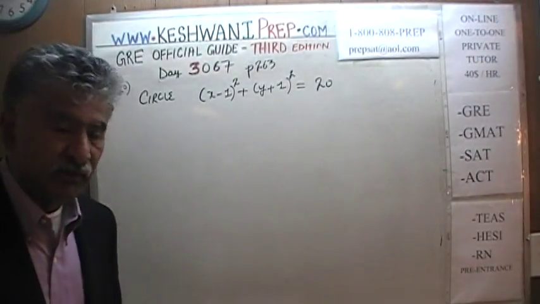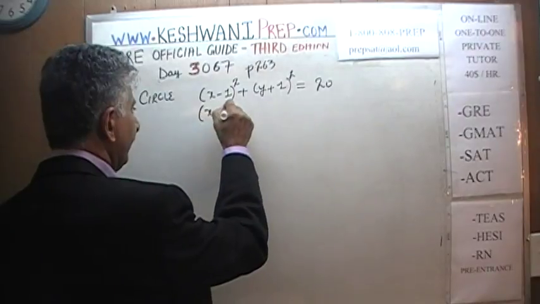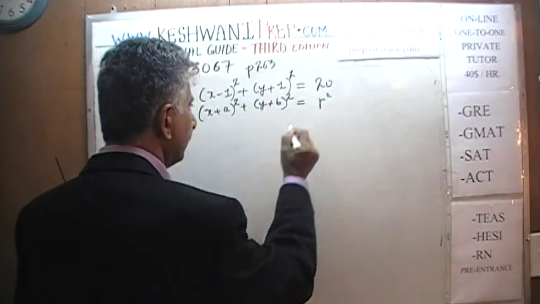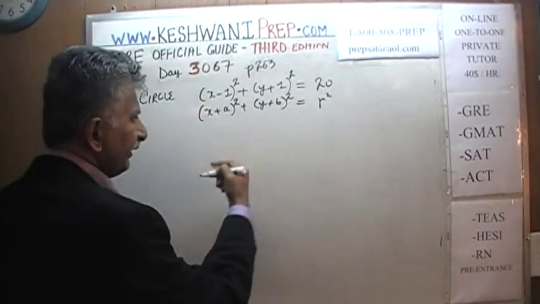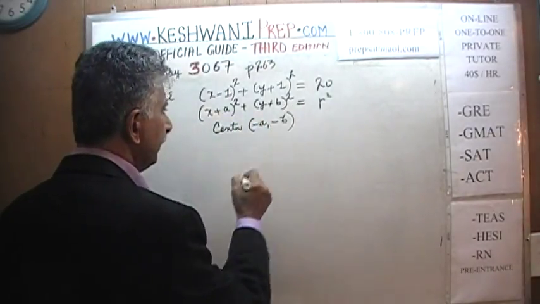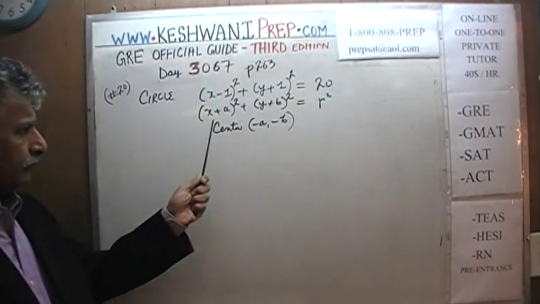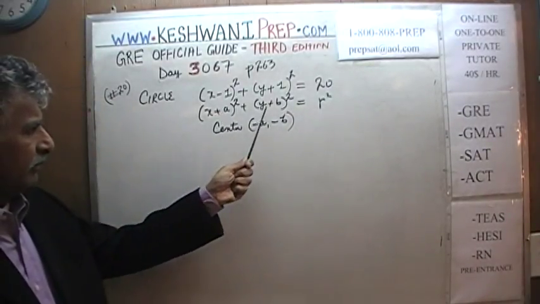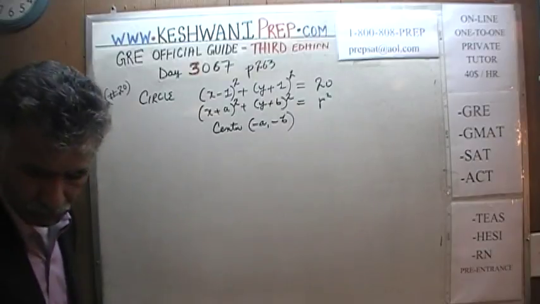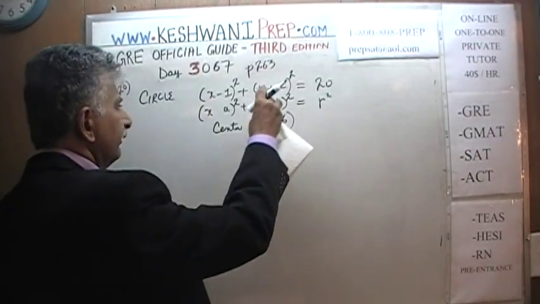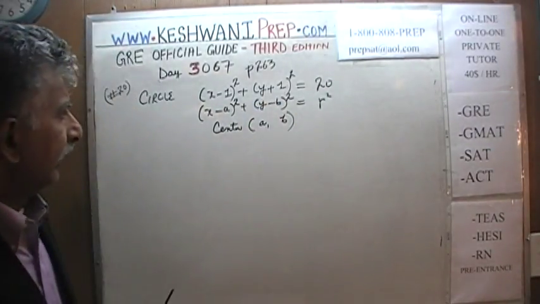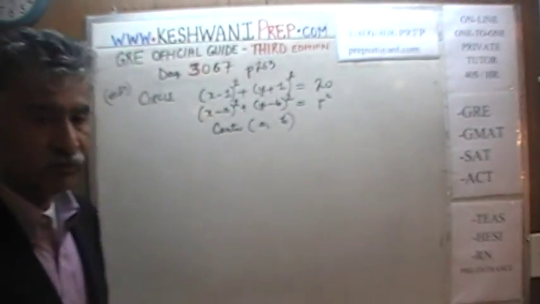What's the standard form of the circle? The standard form is (x + a) squared plus (y + b) squared equals r squared. In this form, the center is at negative a and negative b. You have to understand that if it's positive a and positive b in here, the center is located at negative a and negative b. And r, of course, is the radius.